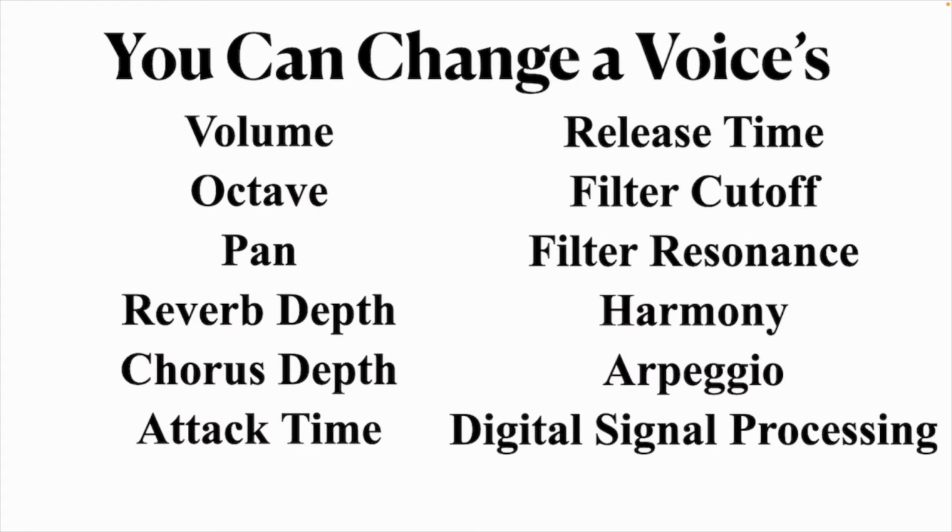Here's the overview. You can change a voice's volume, octave, pan, reverb depth, chorus depth, attack time, release time, filter cutoff, filter resonance, harmony, arpeggio, and digital signal processing. I'm going to go through each one of these in detail, and after I have explained them, I will go live on the keyboard so that you can hear what these do.